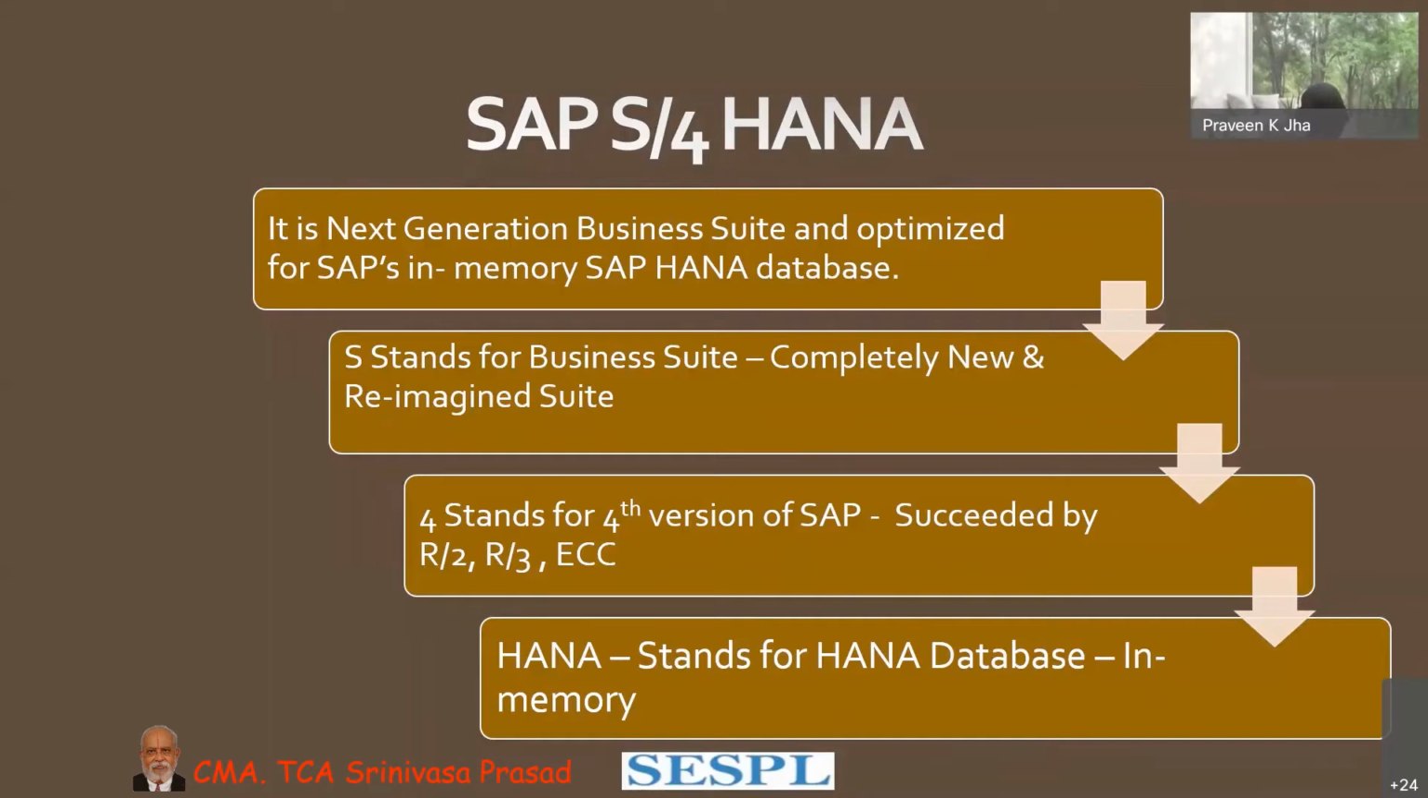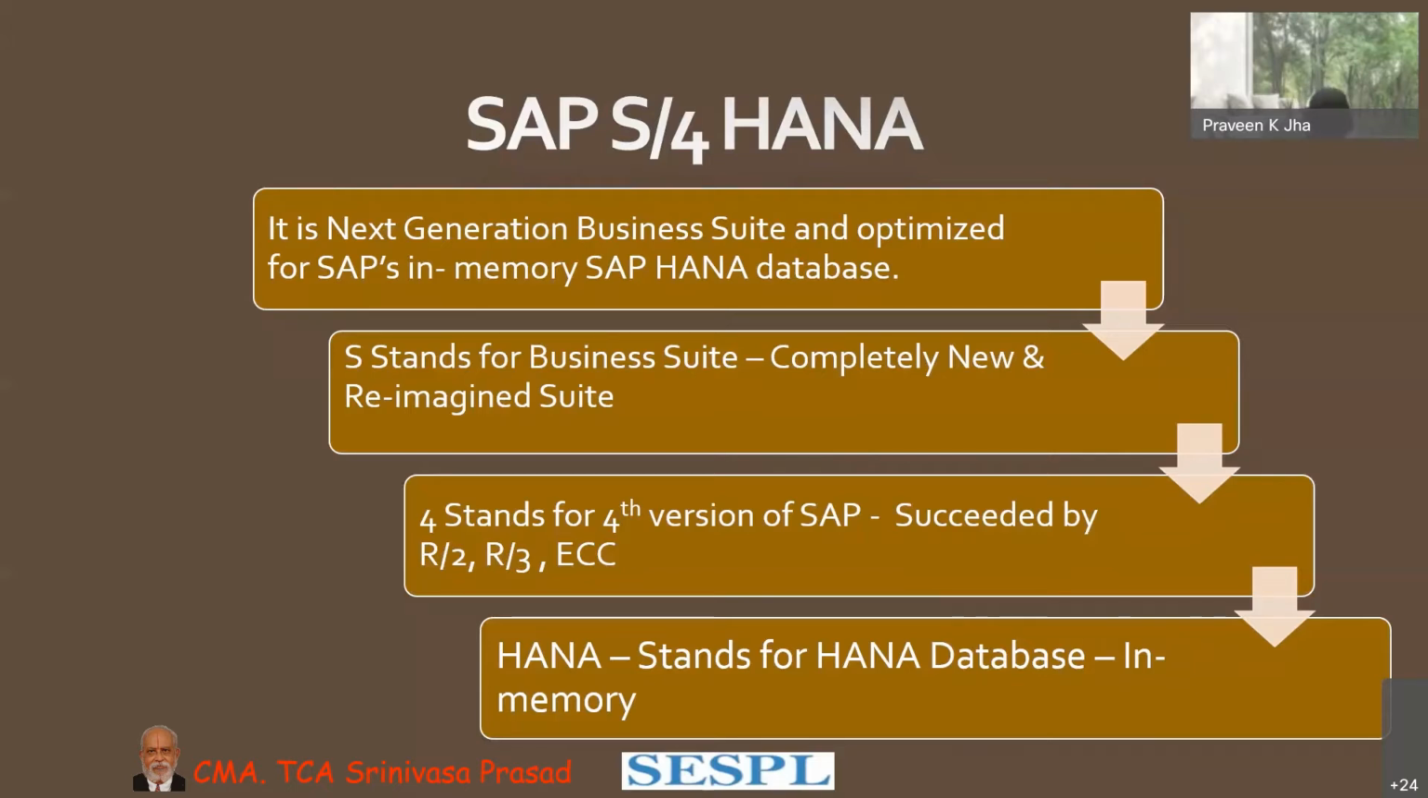The four stands for the version of SAP. It succeeded earlier versions: first it was R2, then R3, then ECC, and now the fourth version is S4 HANA. And HANA is basically the database which uses the in-memory features.